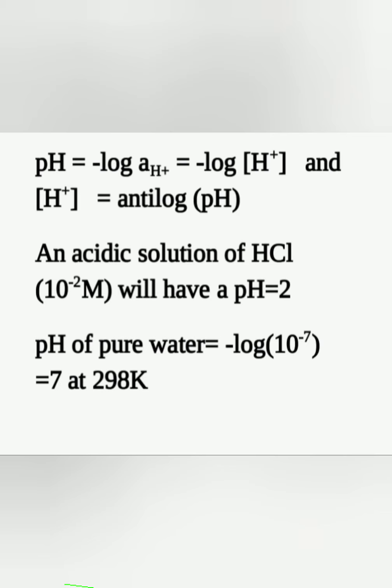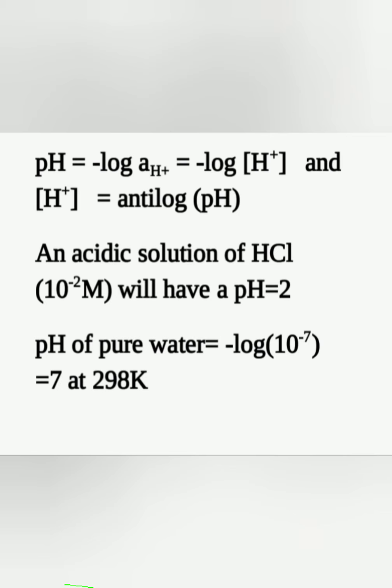Similarly, the pH of pure water is equal to minus log 10 to the power minus 7. How did we get 10 raised to minus 7? We have already learned the ionic product of water. The hydrogen ion concentration and hydroxyl ion concentration are each equal to 10 raised to minus 7 at 298 Kelvin. So here also, log 10 raised to minus 7 is equal to minus 7 log 10, and log 10 is equal to 1, so it will be equal to 7. So we can say that water has a pH equal to 7. Thus water is a neutral species.